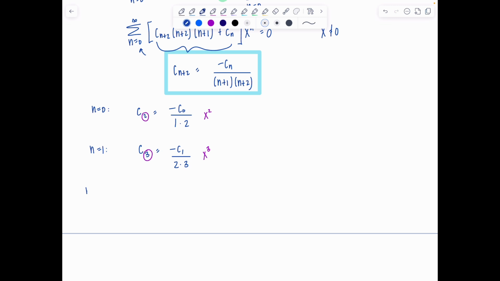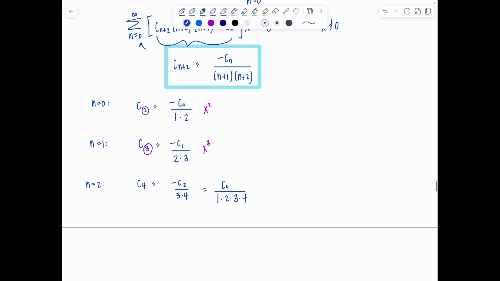Okay, keep going. N equals 2, that would be C4. That's negative C2 over 3 times 4. But I have C2 right here in terms of C0. So if I replace it with negative C0 over 2, then this becomes positive C0 over 1 times 2 times 3 times 4. Yes? Okay, good.